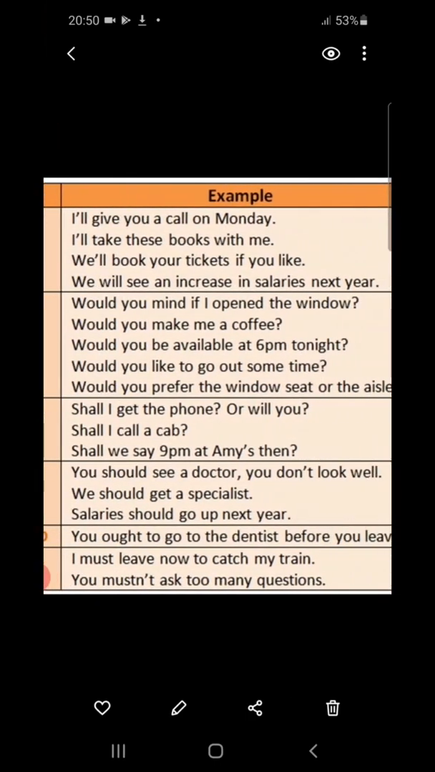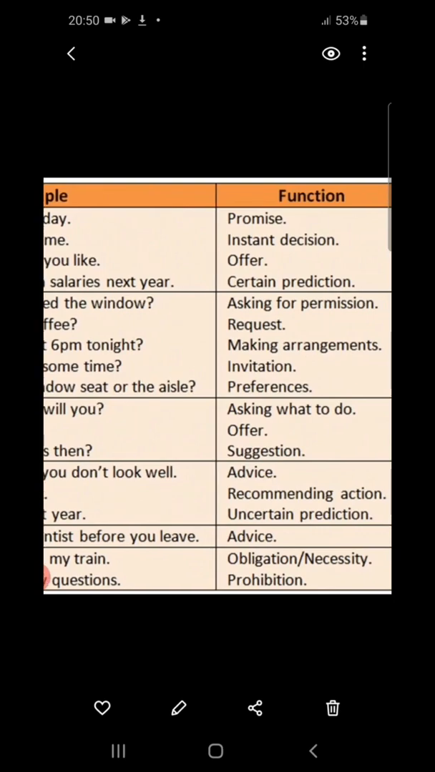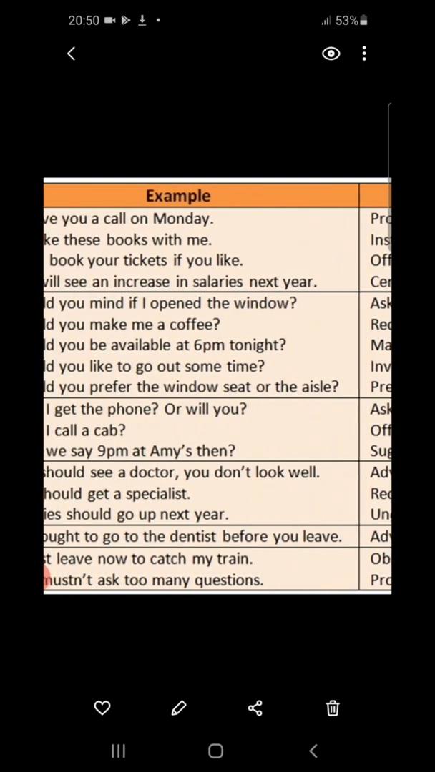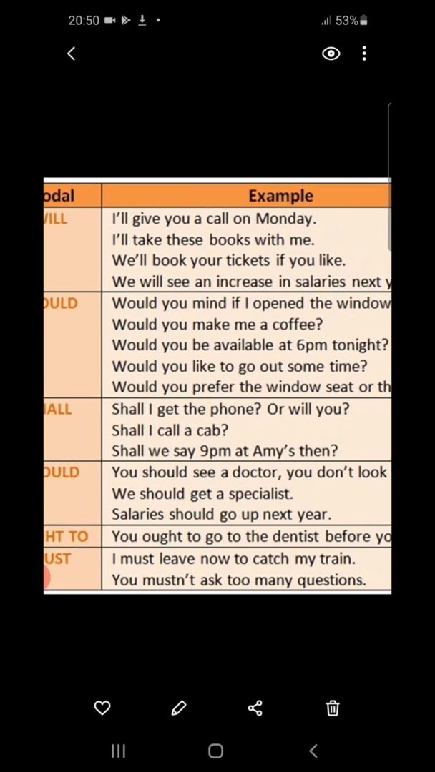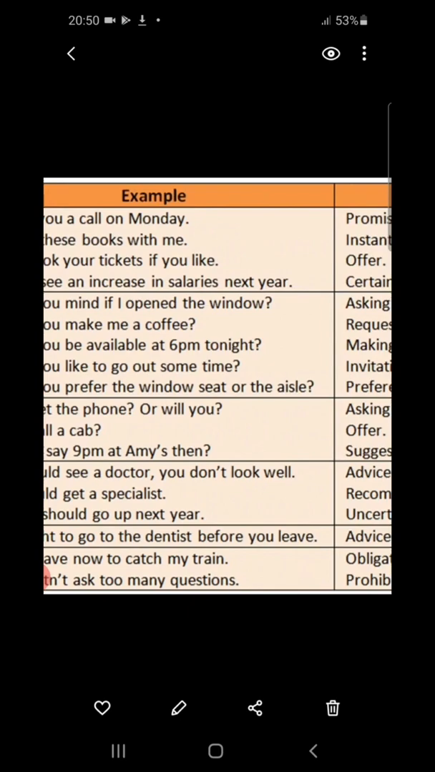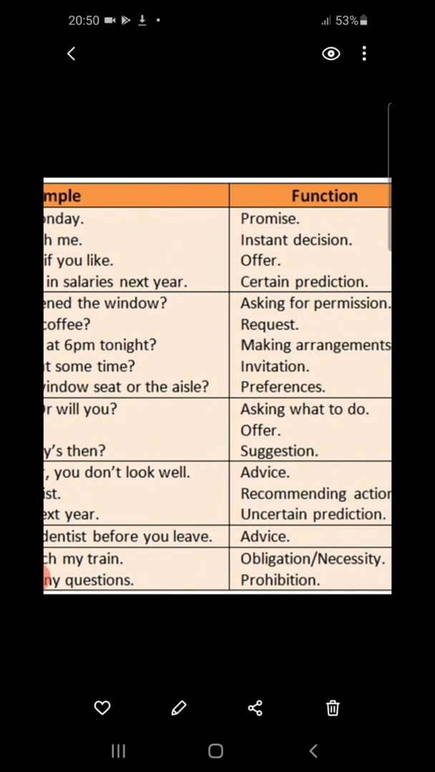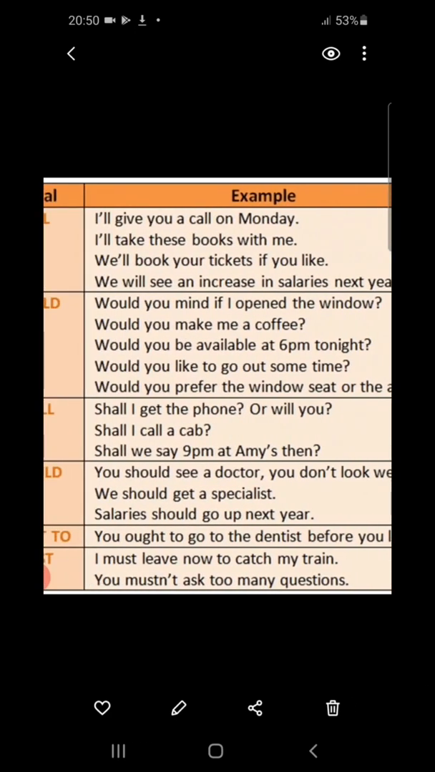Next one. Would you like to go out sometime? This is an invitation. So, would you like to go out sometime? Next, would you prefer the window seat or the aisle? Preferences or preference. So, what would you prefer to have?